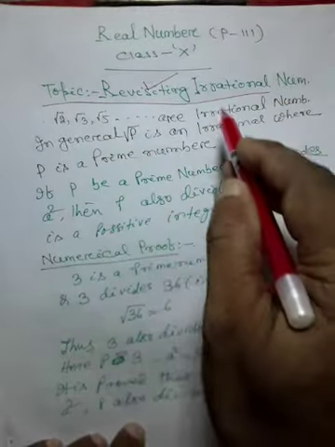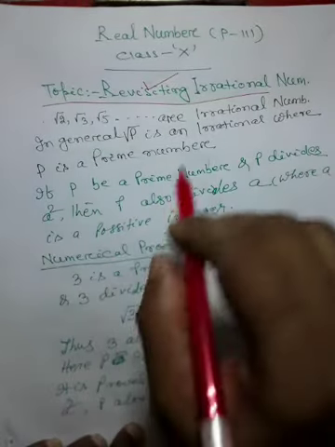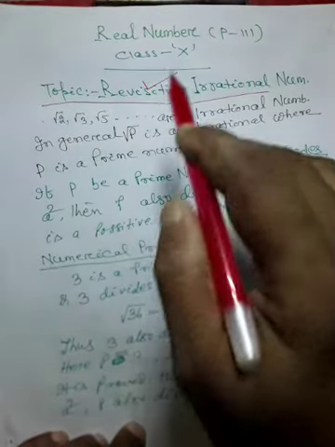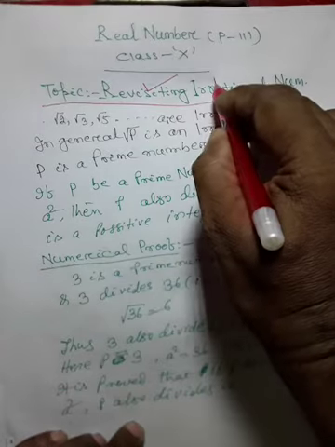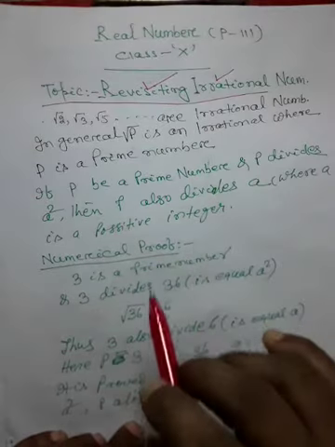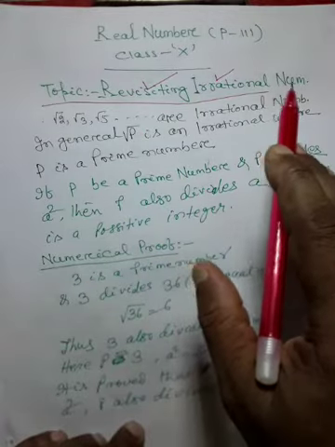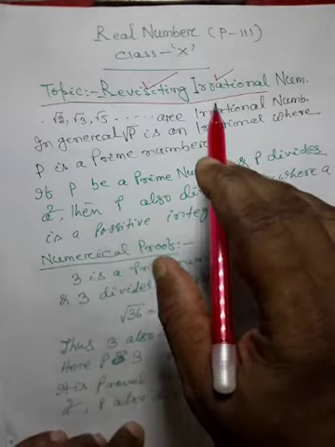So, revisiting why? Because in the previous class, which means in class 9, we discussed rational numbers and irrational numbers. And we discussed some examples also in that class. So, what is irrational?